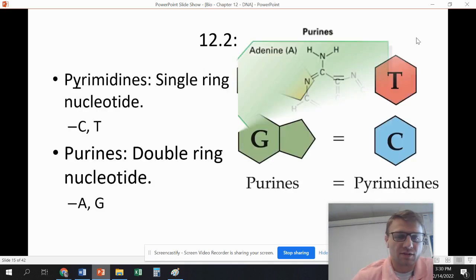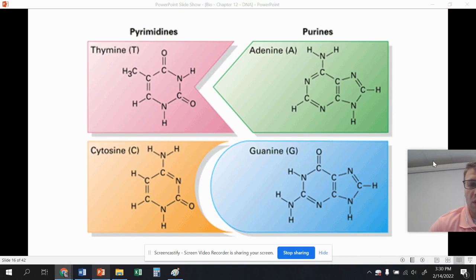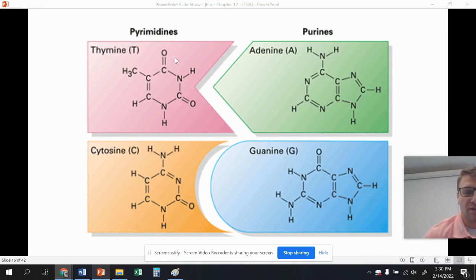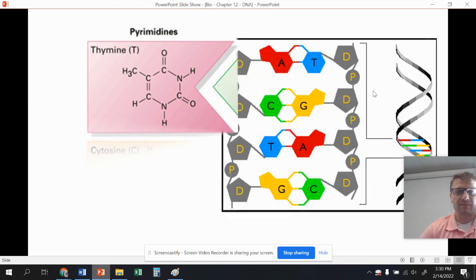Okay, looking forward here. So purines, pyrimidines. What you're going to notice is each purine is going to bond specifically to a pyrimidine. You can see this single thymine is going to bond with this double adenine. So we have a single ring here, a double ring here. Our A's and our T's go together. Our C's and our G's are also going to go together. You can see here our C is a single ring, our G is a double ring. They're going to bond together.